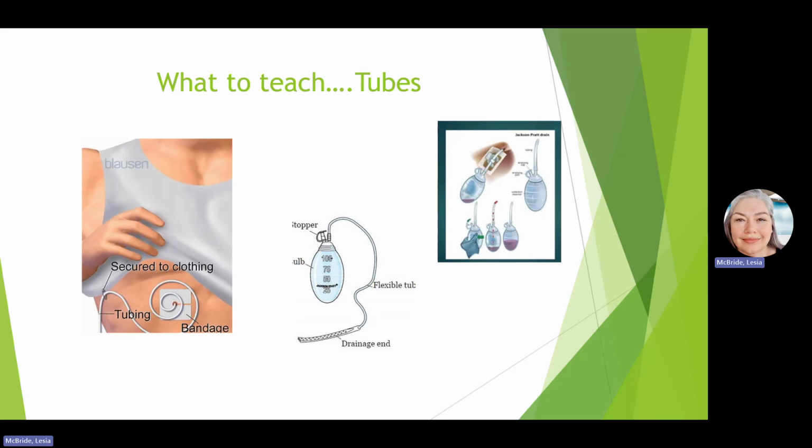This patient may have JP drains. They may have hemovacs. We need to take a look at those, see if they're sutured in. A lot of times they may be sutured. Sometimes they're not sutured, so they're just taped in. You need to be careful not to pull those out. Watch how much fluid is coming into the drain and what you're emptying out. You need to measure that.